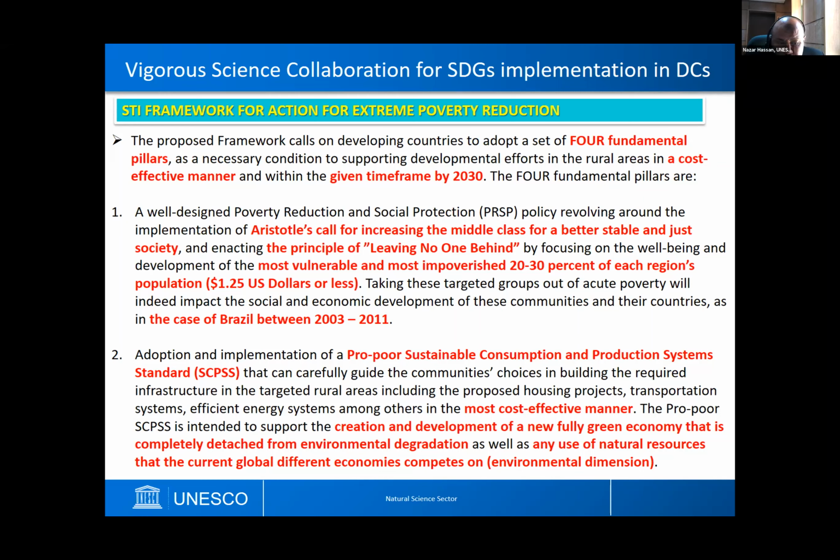The second pillar is adopting what we came up with and called the Pro-Poor Sustainable Consumption and Production Systems Standard, which can carefully guide the community's choice in building the required infrastructure in the targeted rural areas, including the proposed housing projects, transportation systems, efficiency energy systems, among others, in the most cost-effective manner. That is number one, but also create and develop a new full green economy that is completely detached from environmental degradation, as well as the use of any natural resources that would make this proposal actually compete with the other current global economies.